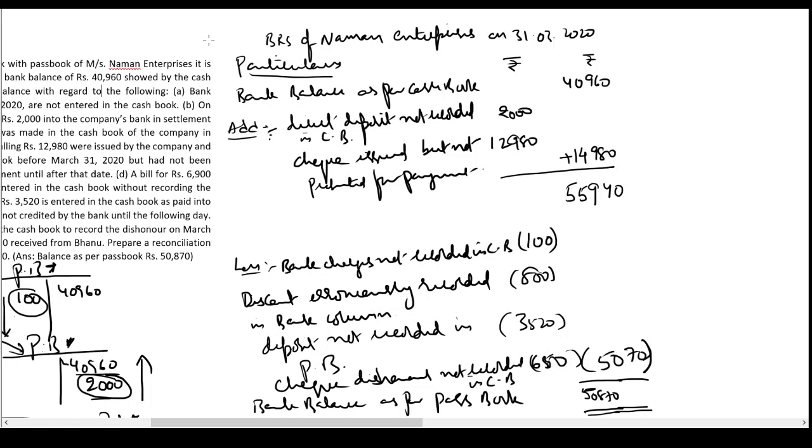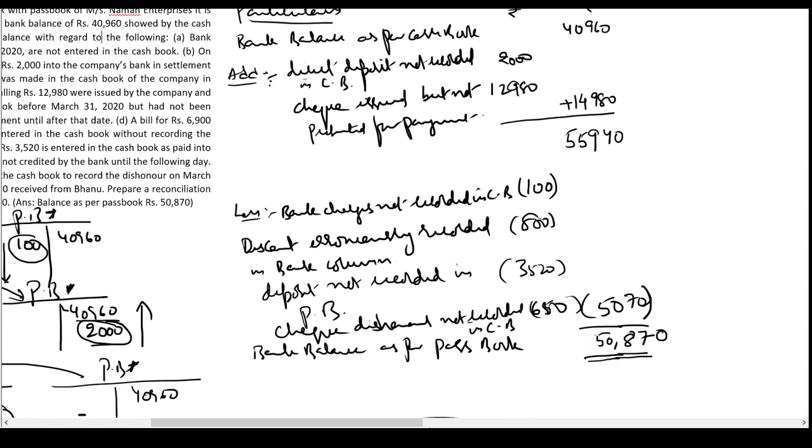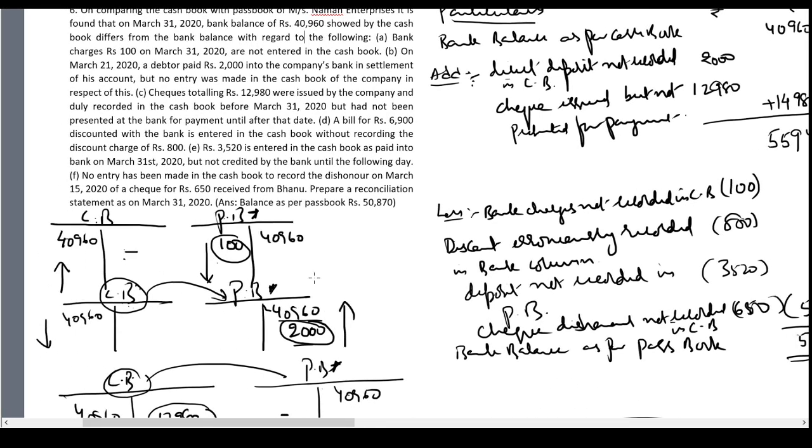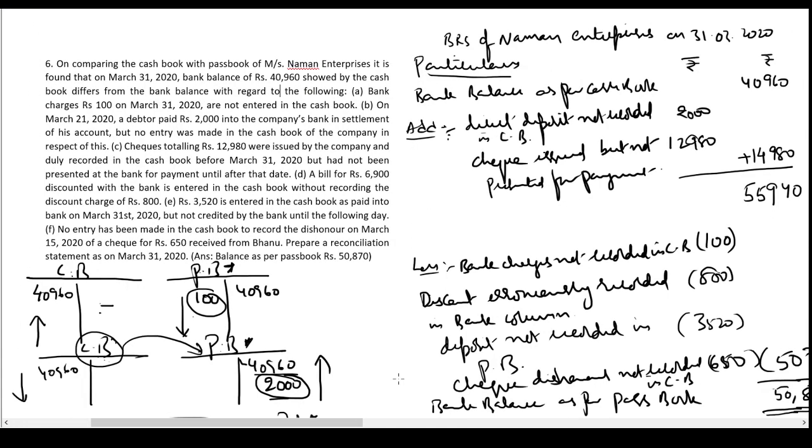So let us see what is the balance now left for us. 0, 14 minus 7 is 7. 8 minus 0 is 8. And 55 minus 5 is 50. So we arrive at the passbook balance. It is 50,870 rupees. And if you see the question, the bank balance as per passbook was 50,870. So we have been able to arrive at the correct answer.